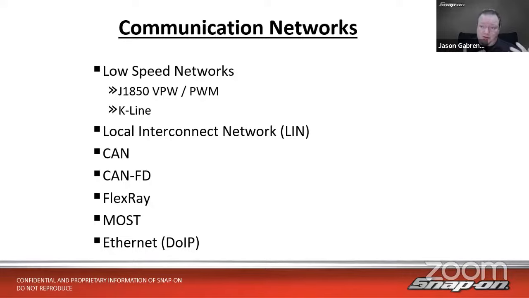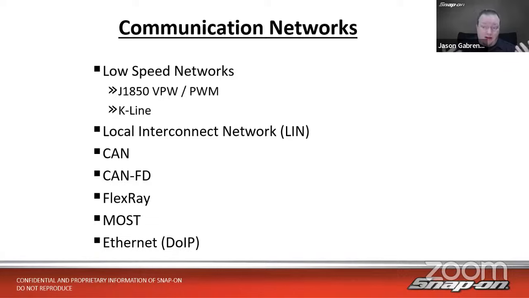We have LIN, which is local interconnect network. So a lot of modules on vehicles nowadays use LIN. So it's kind of a master and a slave type control. We have CAN, of course, which has been around since the 90s, but it's been standardized in the automotive field since mid-2000s. And then we have CAN-FD, which is an extension of that, which we'll talk about because that's becoming more and more of a hot topic lately.